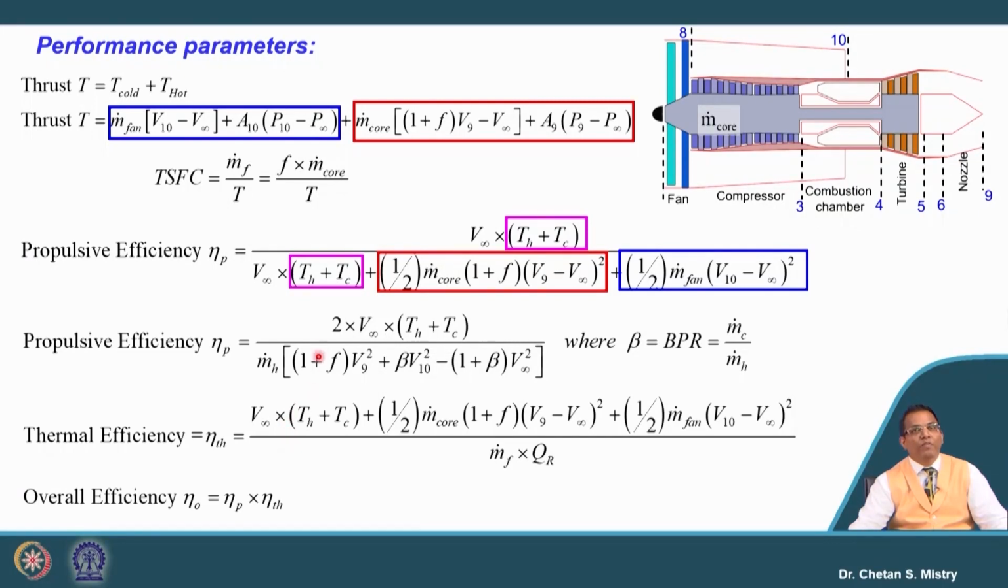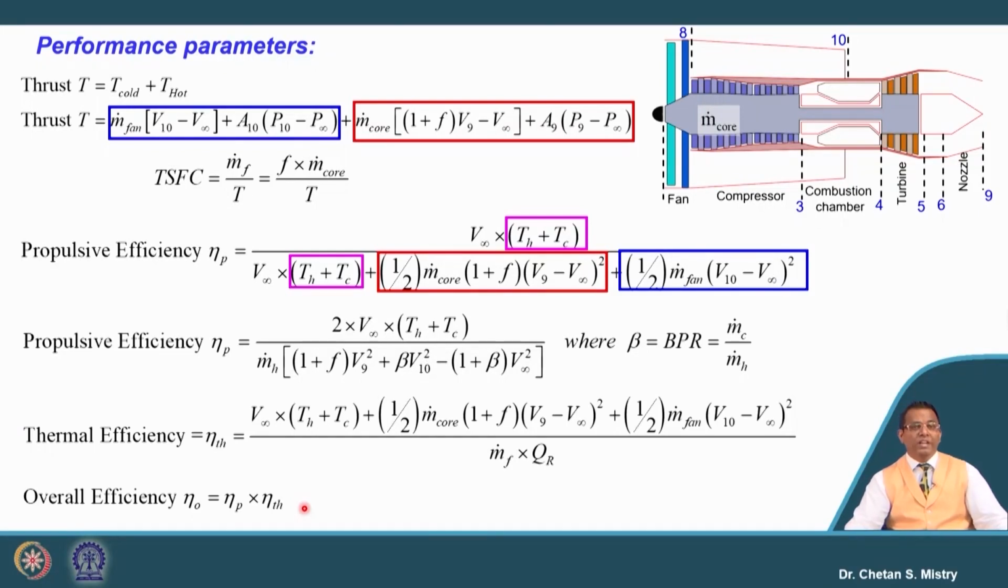In line with what we have taken as the denominator for propulsive efficiency, we know that will be the numerator for the thermal efficiency divided by m dot into QR. It is nothing but the amount of heat input. Once we calculate our propulsive efficiency and thermal efficiency, we can calculate the overall efficiency. It is nothing but the product of thermal efficiency and propulsive efficiency.